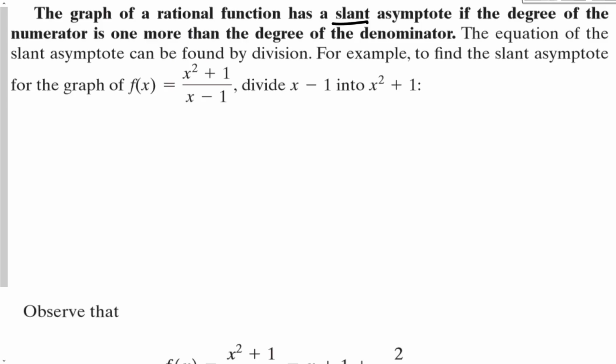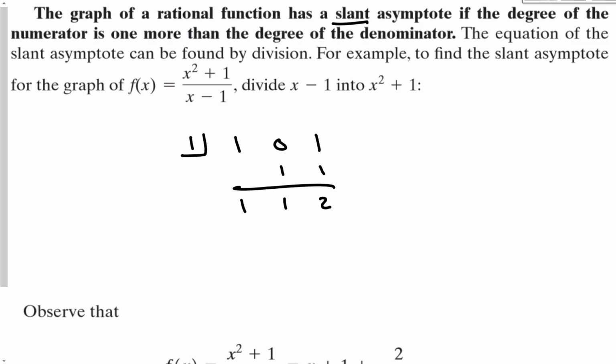If the degree of the numerator is 1 more than the degree of the denominator, the equation of the slant asymptote can be found by division. So divide x minus 1 into x squared plus 1. And hopefully you remember that I can do this with synthetic division because it's a linear factor. Don't forget to put the 0 for the missing term, right? X squared, x, 1. Bring down the 1, multiply, add.